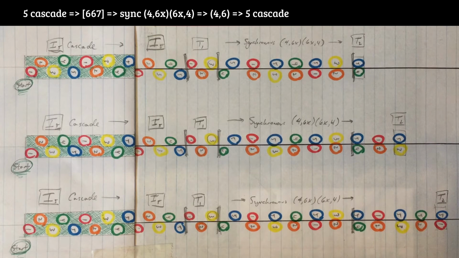So in the first row, I chose the transition throw to be on the first beat of the synchronized pattern. On the second line, I chose the exit throw to be at the 3rd beat of those 6 beats. And on the 3rd row, I chose the transition throw T2 to be at the 5th of the 6 beats in that pattern. So when I say beat 1, beat 3, and beat 5, I mean of the 6 beats of the synchronous 4-6x, 6x4 loop.